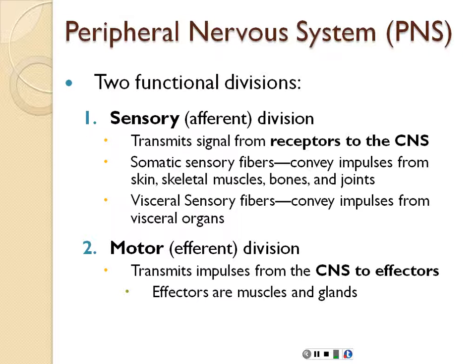Not for somatic. Let me just say first, the only difference between these two, they both obviously start at a receptor. The difference is the location of the receptors. If the receptor is on an internal organ, then it's the visceral sensory division. If these receptors are on the skin, which is what we talked about earlier, muscles, bones, and joints, then that is going to be the somatic sensory division.